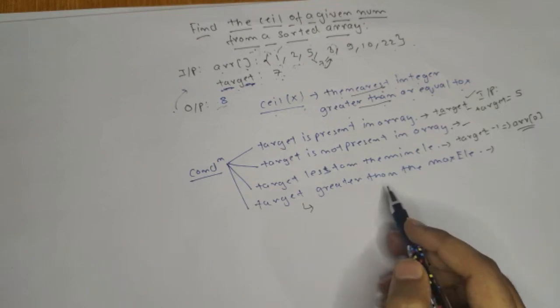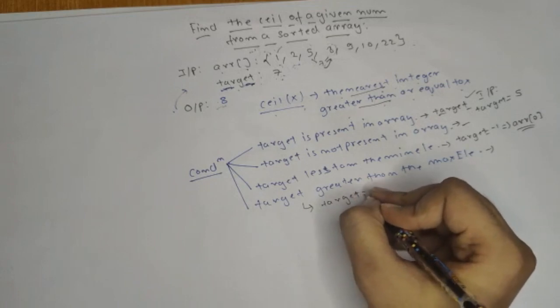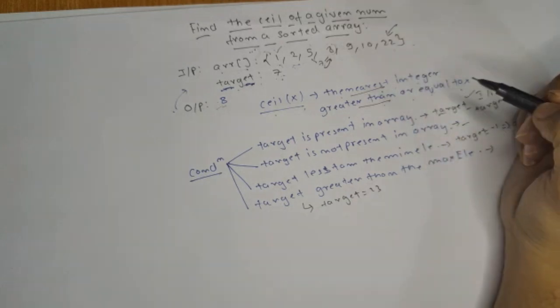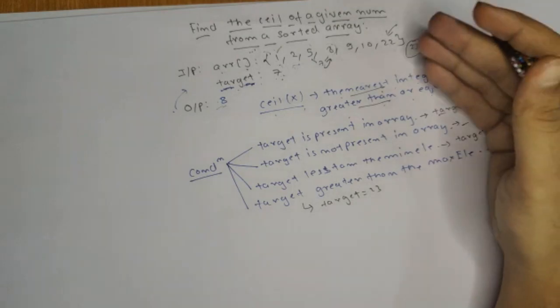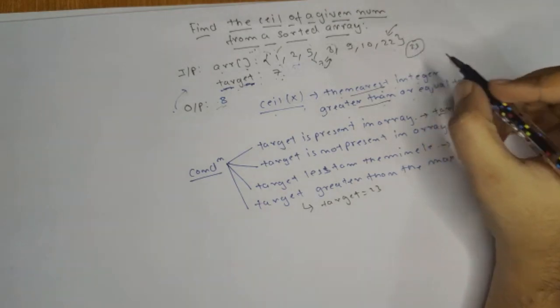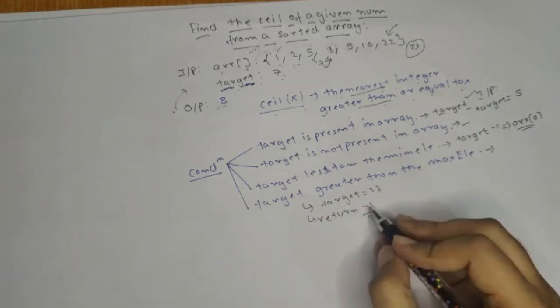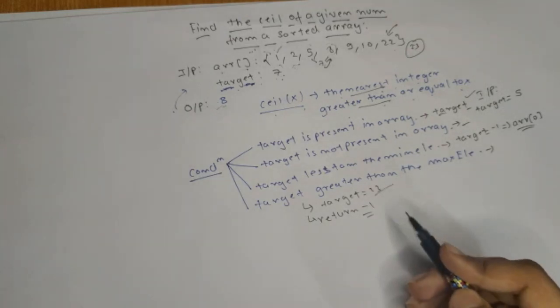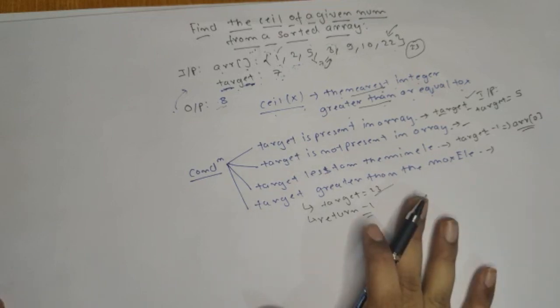What if our target is greater than the maximum element? Suppose we have target value as 23, and we can clearly see that the maximum element of this array is 22. So 23 will lie somewhere outside of this array on the rightmost side. In this case we have to return -1. It means there is no possible element in the array which is greater than, or just greater than, 23. So this is what this question expects us to return as output.